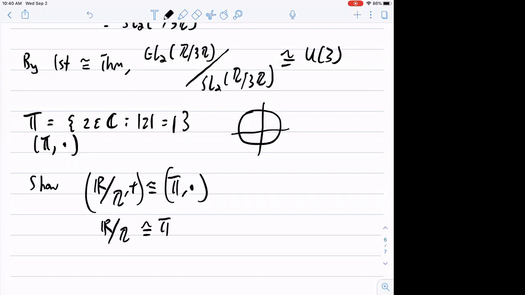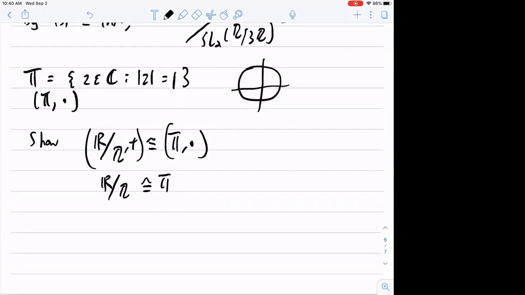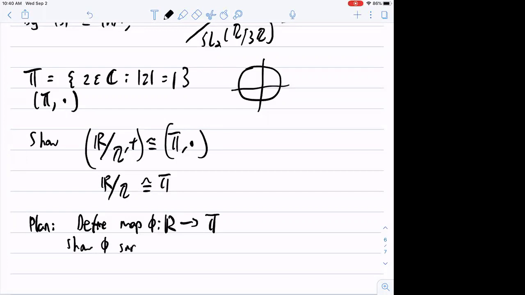So again, we want to use the first isomorphism theorem. In other words, the plan is to define a map from R to the unit circle, I call it phi, and then show phi is surjective, and the kernel of phi is the integers.